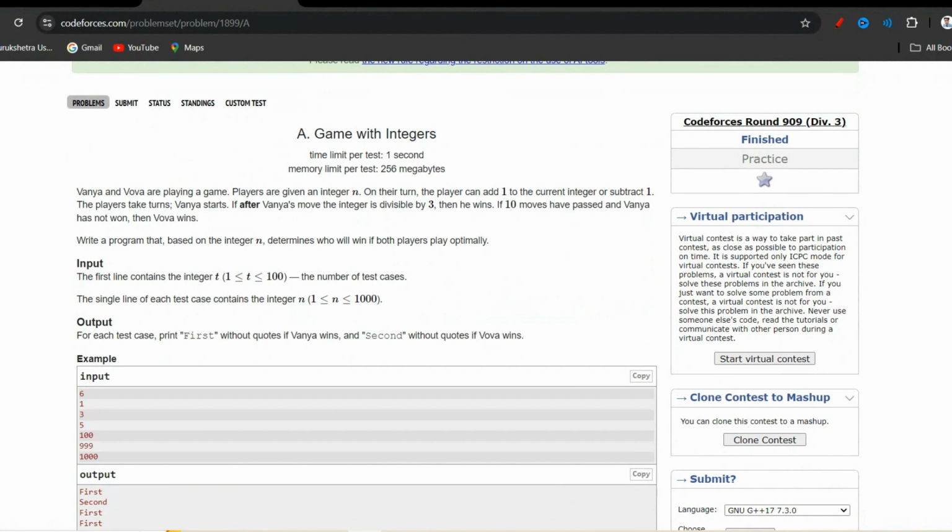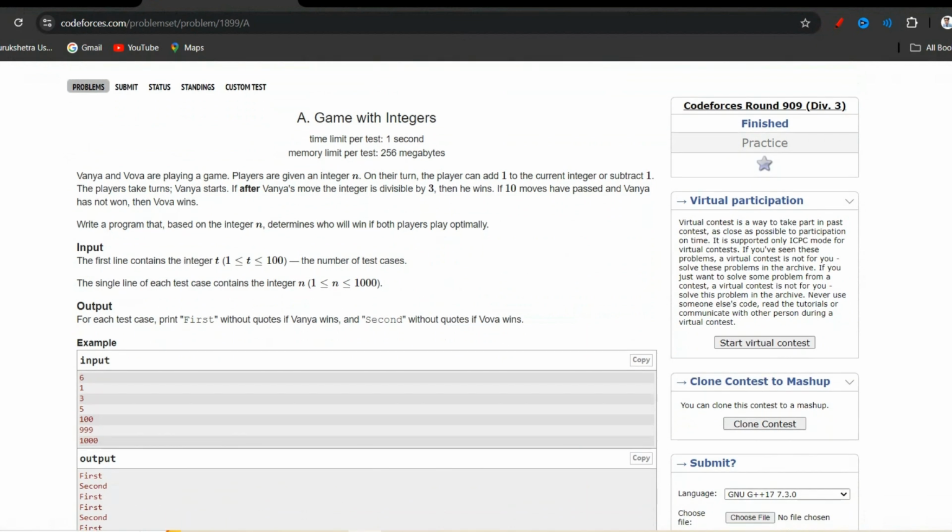ठीक है, इट्स अवर फोर्थ क्वेश्चन ऑफ 800 डिवीजन। बेसिकली क्वेश्चन क्या कहना चाहता है, वी हैव टू डिस्कस इट। फर्स्ट ऑफ ऑल, देयर इज अ वान्या एंड बोआ प्लेइंग अ गेम and players are given an integer n. On their turn, the player can add 1 to the current integer or subtract 1. The players take turns. Vanya starts first. If after Vanya's move the integer is divisible by 3, then he wins. And if 10 moves have passed and Vanya has not won, then Boaz wins.